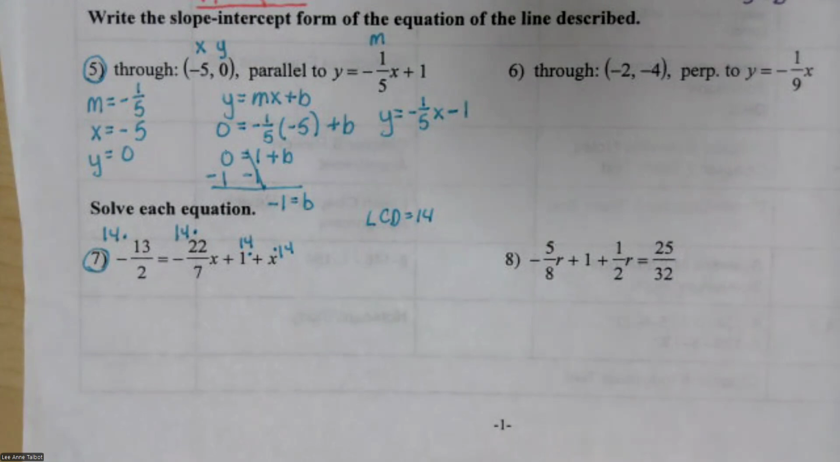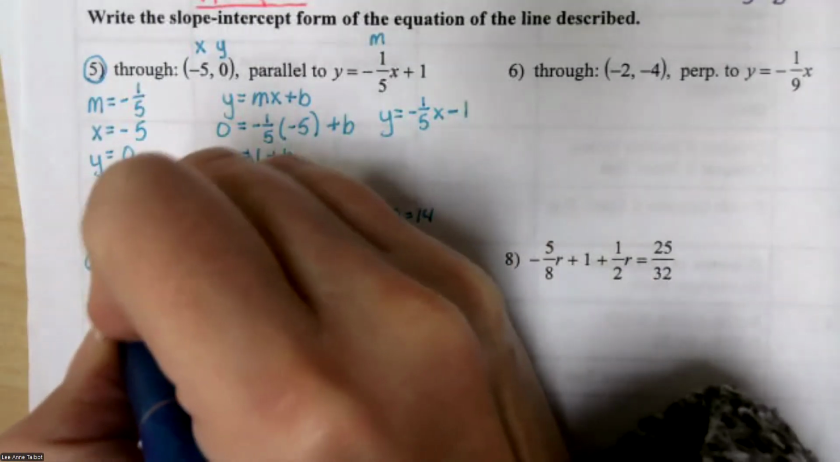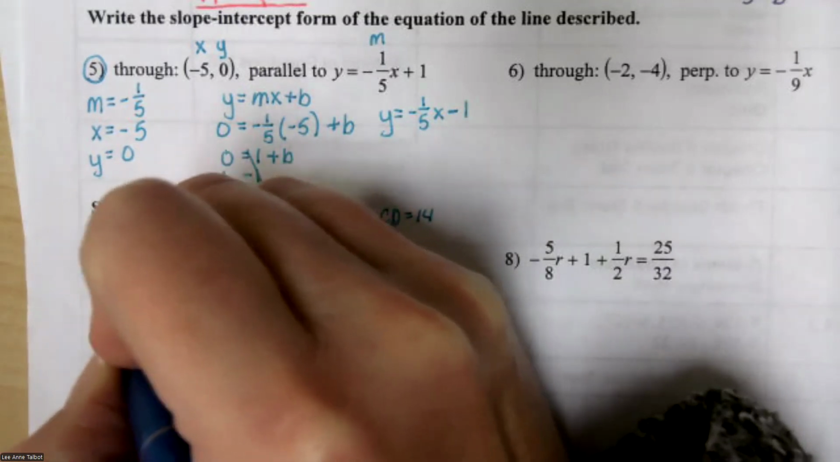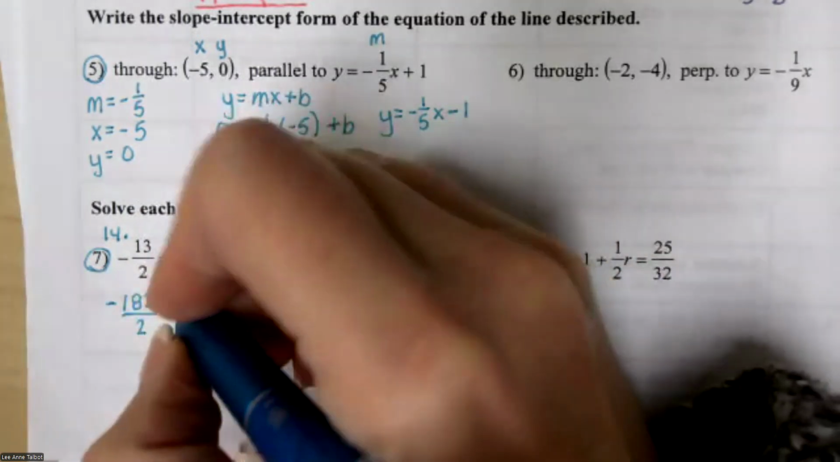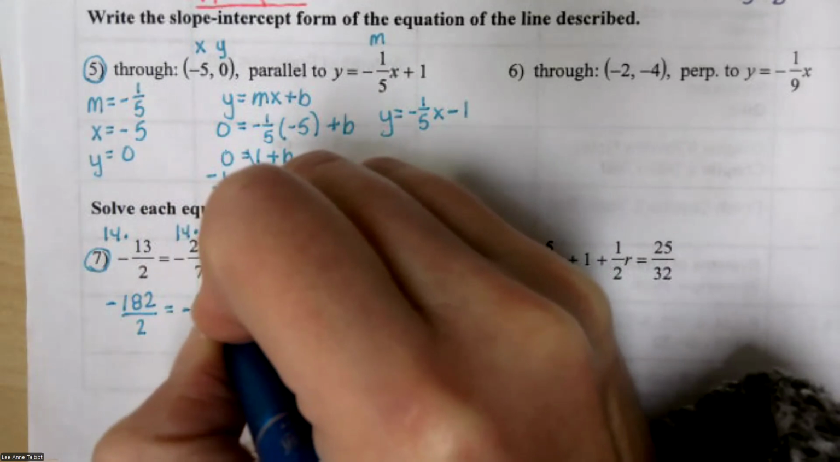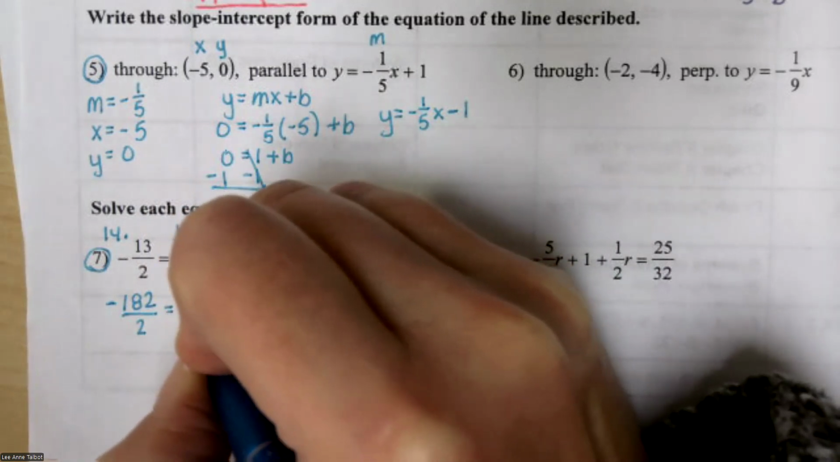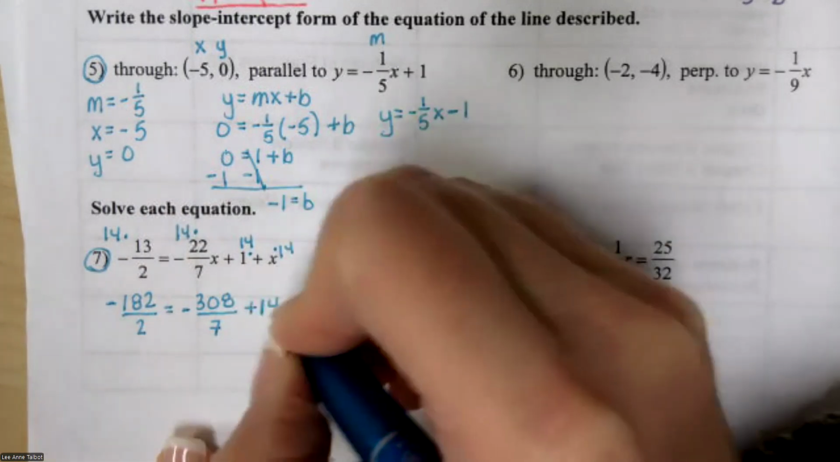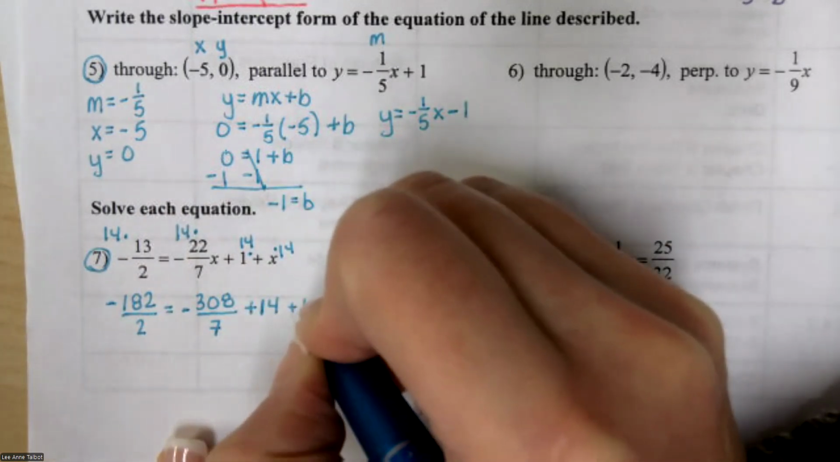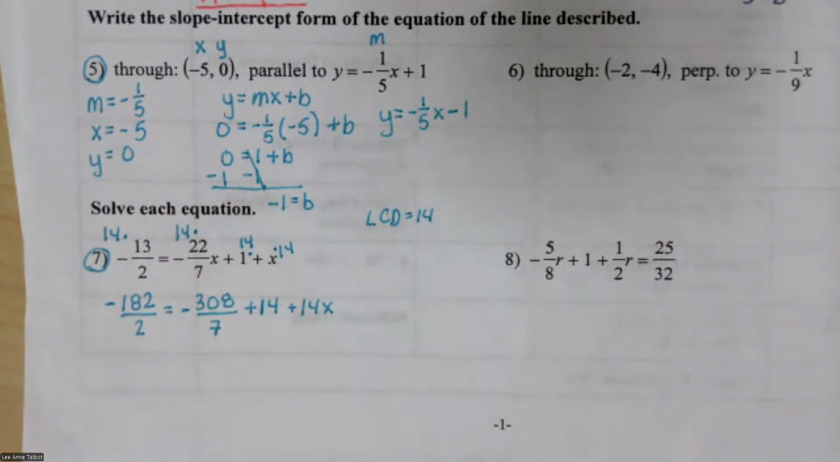What is 14 times 13? 182? And 14 times 22? Thank you so much. 14 times 1 is 14. 14 times x is 14x.